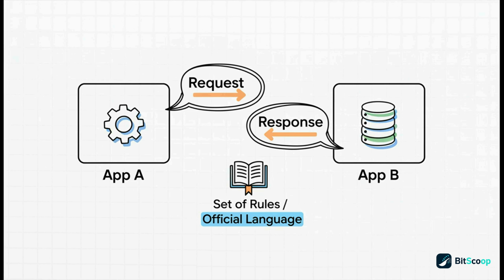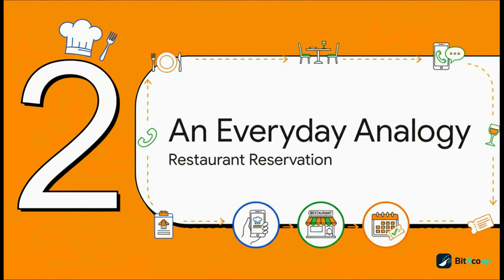When you boil it all down, the idea is incredibly simple. Think of an API as a translator or maybe a set of rules that lets different computer programs talk to each other. That's really it. It's the official language they use to ask for things and share information. And, to really get a feel for this, let's just step away from computers and code for a second. Let's use an everyday analogy.